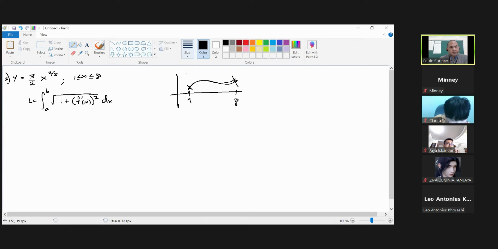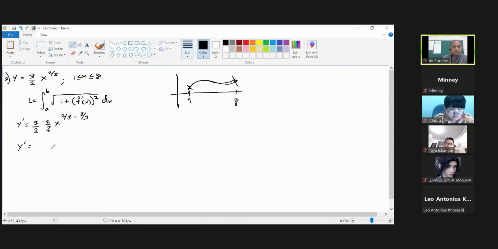Getting this part, okay, from here. So that will be y prime, the first derivative. So y prime is going to be what? 3 over 2, then the derivative of this will be 2 over 3 x raised to 2 over 3 minus 1, or 3 over 3. Okay, so y prime is going to be what?